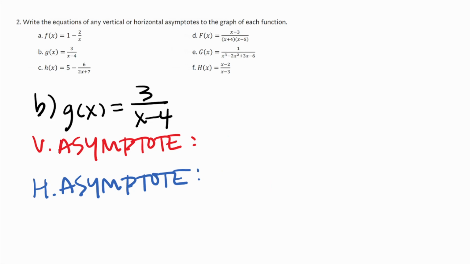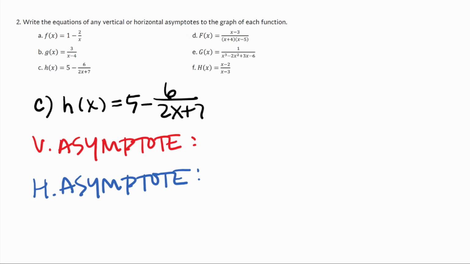All right, with B, the vertical asymptote is going to be x equals 4. It's whatever x value would cause the division by 0, 0 in the denominator. And horizontal asymptote, that's going to be y equals 0. Because 3 over x minus 4 can't ever equal 0, but as x gets really big, 3 over x minus 4 could get really close to 0. You know, if x was like 1,000 or something, 3 over 996, that would be a really small number. And you could make it even smaller by making x even larger. And so y equals 0 is going to be the horizontal asymptote there.